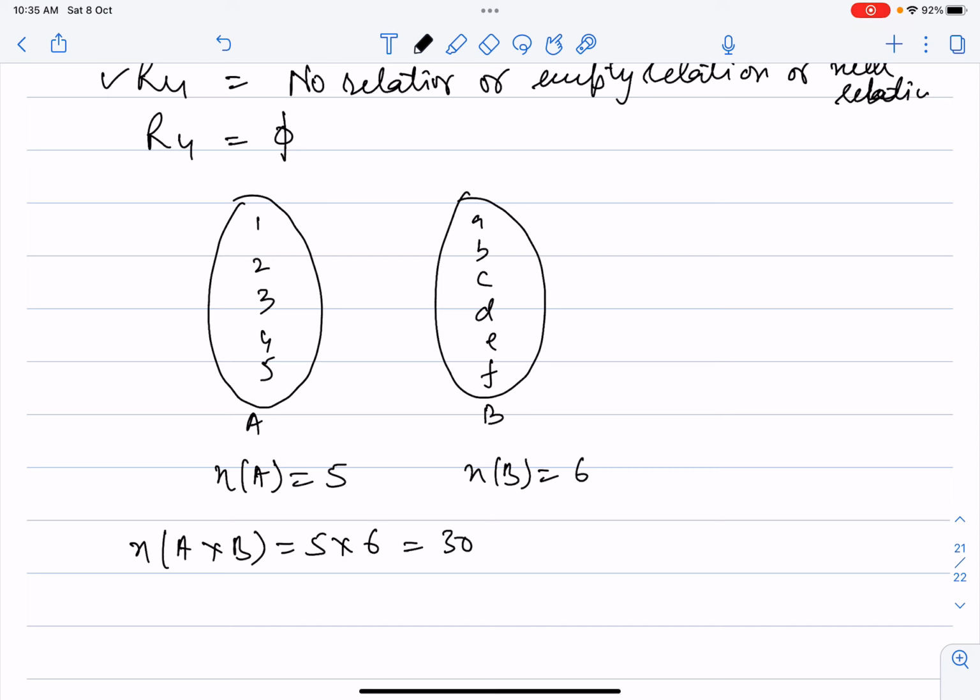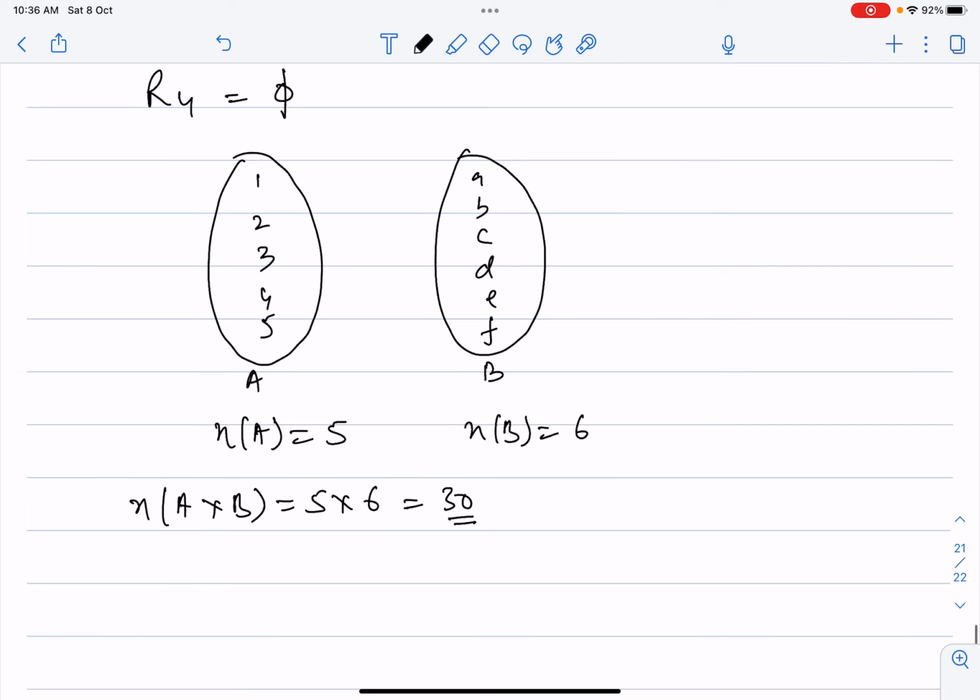Now there are 30 ordered pairs in the Cartesian product, and how many relations are there? We cannot form all the relations as we did in the previous example. So what is the best method? Now we know that there are 30 ordered pairs. Let me make a few of them: 1 comma a, 1 comma b.